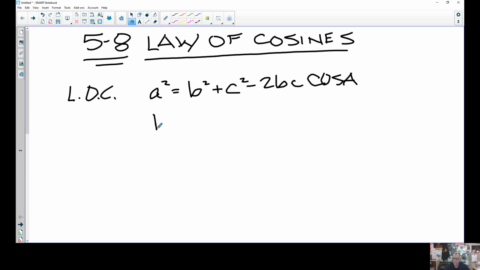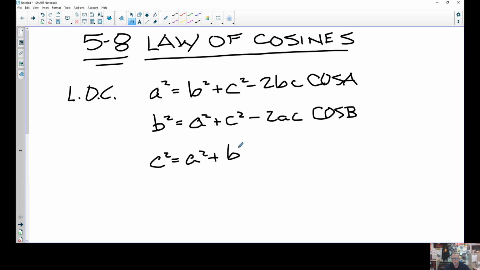All right, same idea for the other version. If I have b squared here, I'm going to have a squared and c squared here, and minus 2ac cosine of B. Again, the outside matches, the inside stays as the other pieces. So if I have c squared here, I have a squared plus b squared minus 2ab cosine of C. So this is a little more involved, but there are times we need this.